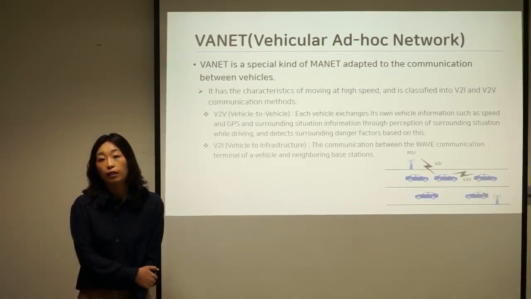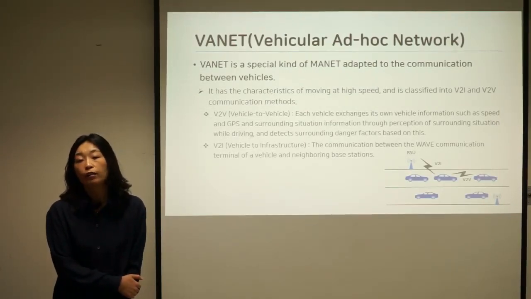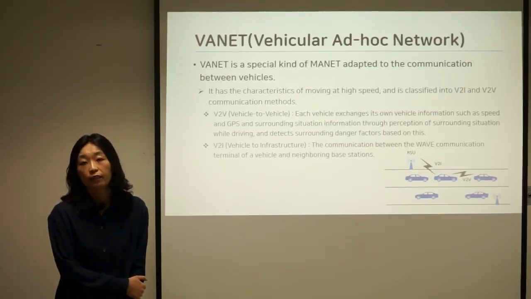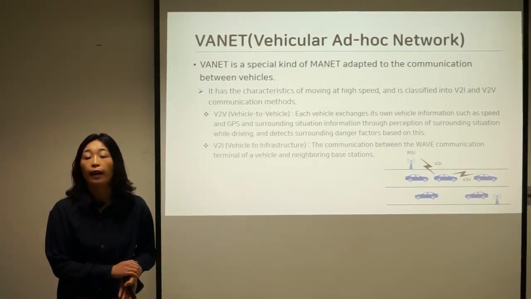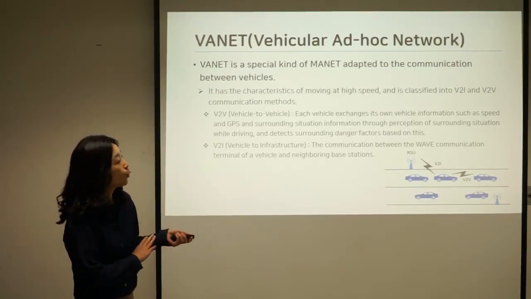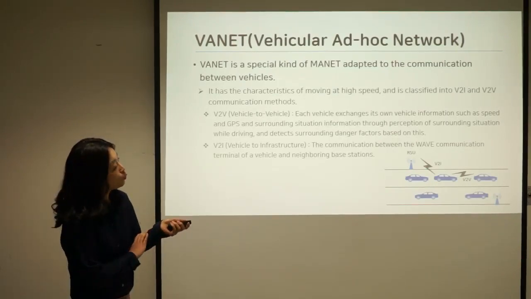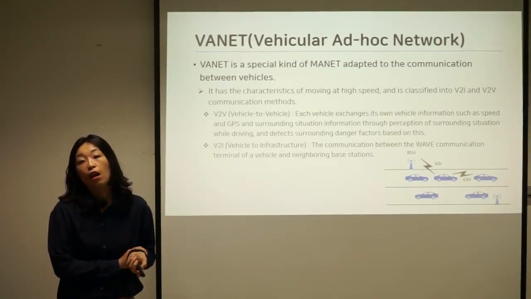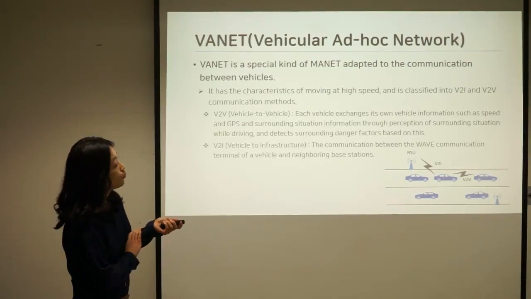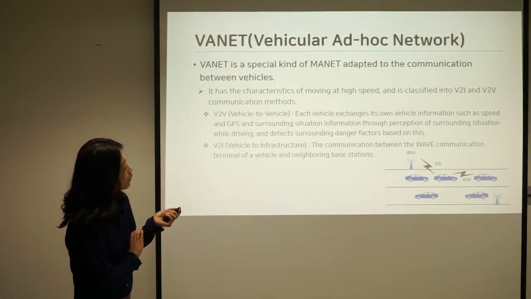Here is the explanation for VANET. VANET is a special kind of MANET adapted to the communication between vehicles. It has the characteristic of moving at high speed. As shown in the figure, it is classified into V2I and V2V communication methods. V2V means vehicle-to-vehicle network. V2I means vehicle-to-infrastructure network.